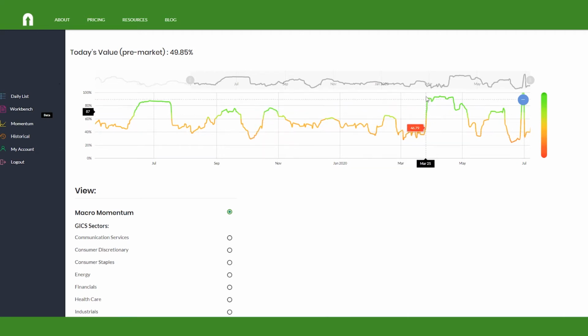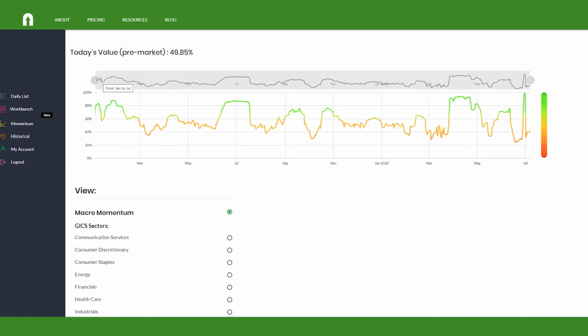If the momentum is rising and then it peaks, that means that there isn't a lot of room left for the momentum to continue on. It may be strong, but it doesn't have the power behind it that it did when it was moving from down here to up here.